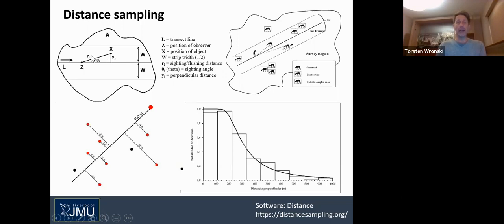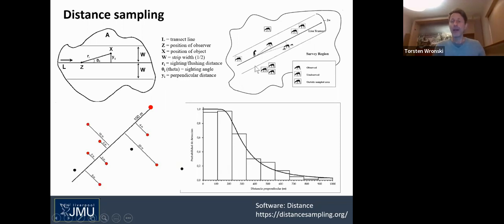From the angle and the flushing distance, we can now calculate the perpendicular distance, y, or the software is doing that. And having all these parameters, the software will eventually calculate the effective strip width, W, on either side, and this then multiplied by 2, and you get the effective strip width on both sides.